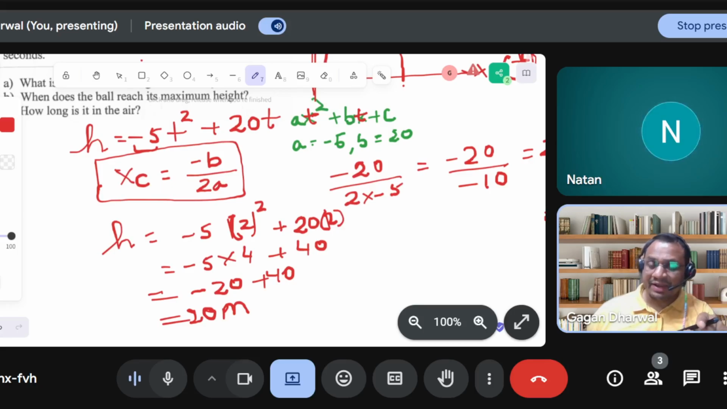When we plug in that value in the equation, we got the answer as 20. That means 20 is the maximum height the baseball has gone.